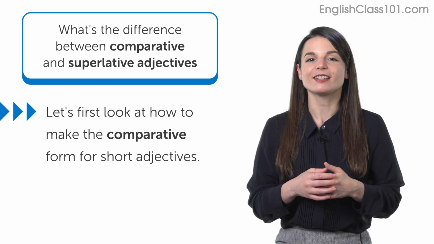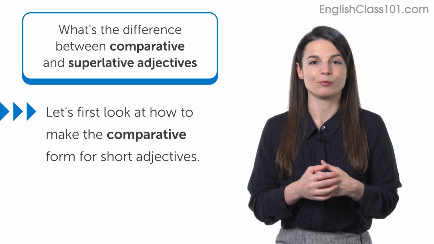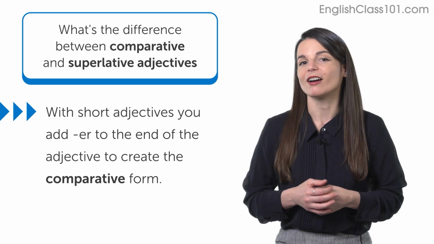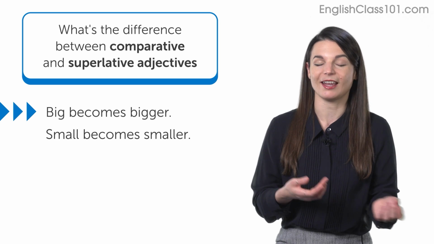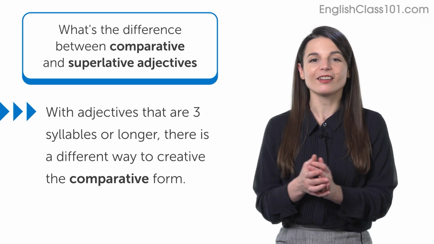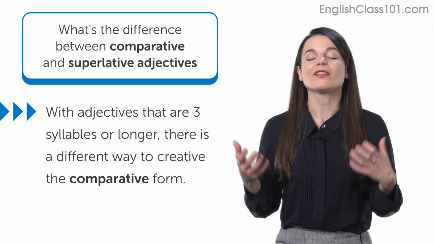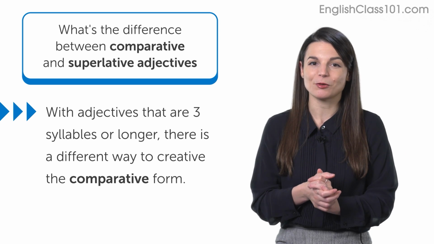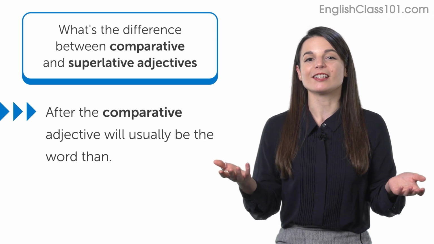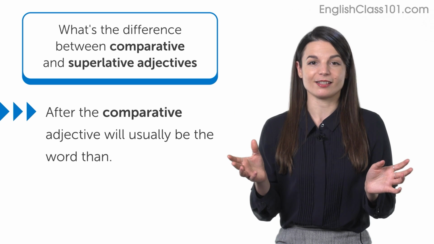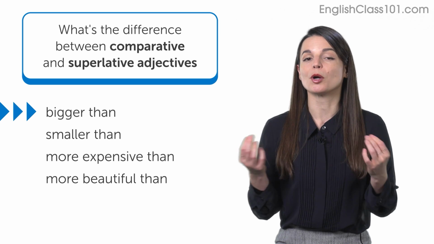So first, let's take a look at what we do to make the comparative form with these very short adjectives, like big and small. With these short adjectives, we add er to the end of the adjective to create the comparative form. So big becomes bigger, and small becomes smaller. On the other hand, when we have a long adjective, something that has 3 or more syllables generally, we have a different form that we use to create the comparative. We say more beautiful, for example, or more expensive. After this, we put than in all of these cases. So for example, bigger than, smaller than, more expensive than, and more beautiful than.